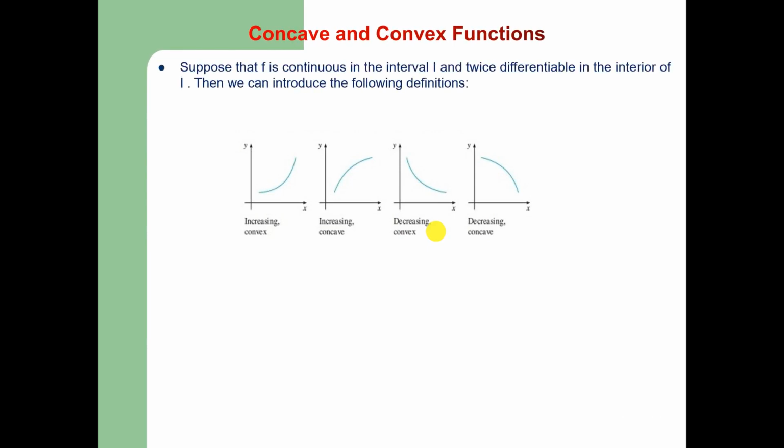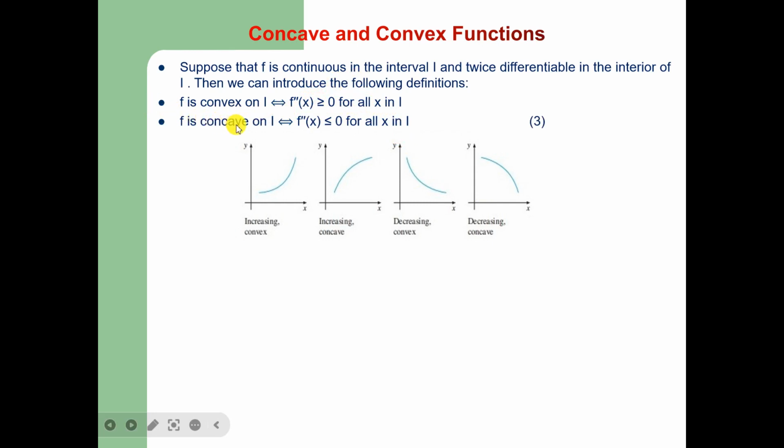Here, suppose that the function is continuous in the interval I and it is twice differentiable in the interior of the interval I, then we can introduce the following definitions. This graph shows that this is increasing convex, this graph is increasing concave, this one is decreasing convex, and this one is decreasing concave. So a function f is convex on an interval if and only if the second derivative of f of x is greater than or equal to 0 for all x in the interval. Similarly, the function f is concave on interval I if and only if the second derivative of f of x is less than or equal to 0 for all x in the interval.